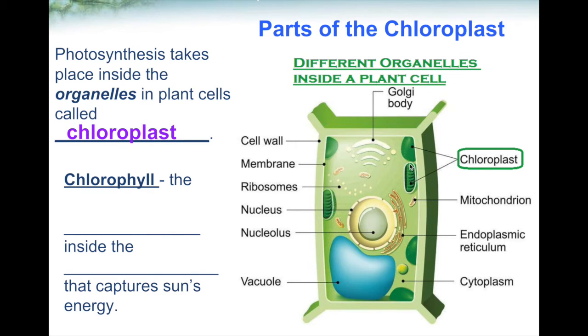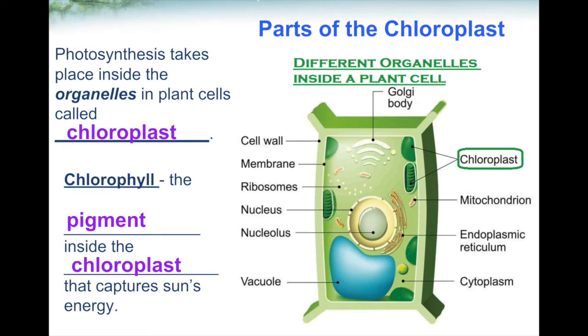Now, inside the chloroplast is the chlorophyll, and chlorophyll is just a pigment that helps to absorb the sun's light. So photosynthesis happens in this chloroplast, and the pigment called chlorophyll is inside of the chloroplast.